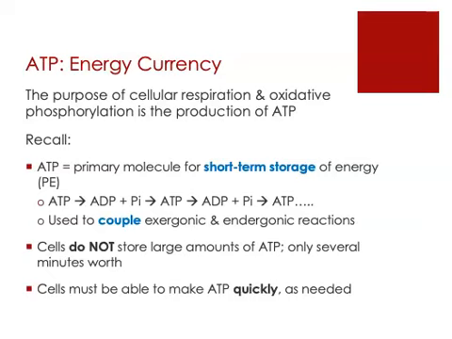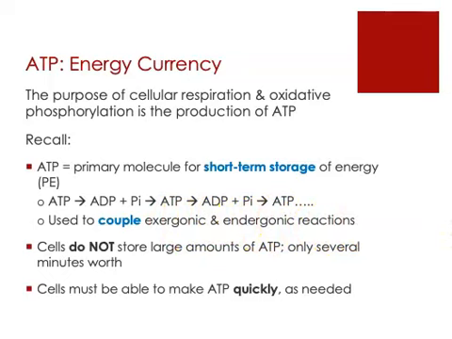So ATP is the primary molecule for this very short-term management of energy. When the phosphate group is on the molecule, we've got a little bit of energy stored in there. When the phosphate group is taken back off, the energy is released. ATP is used to couple exergonic and endergonic reactions.